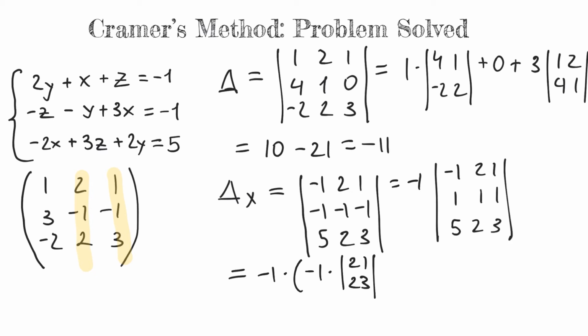And then the second term is positive, so it's plus 1 multiplied by -1, 1, 5, and 3. And the last term is negative, and we multiply 1 by -1, 2, 5, and 2. And that's our determinant now.